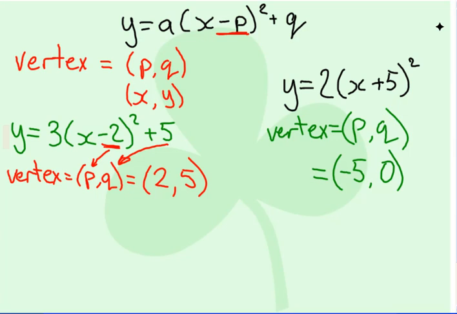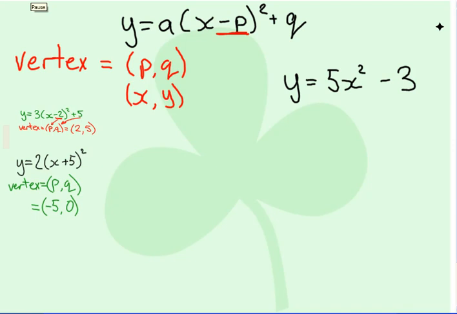The same is true if I'm given something like that. Now this is another tricky one. If you look, there's nothing in the brackets squared with the x. You see how we've got this piece here? Well, there's nothing squared in there. So there's no p. So p in this case is going to be a 0.